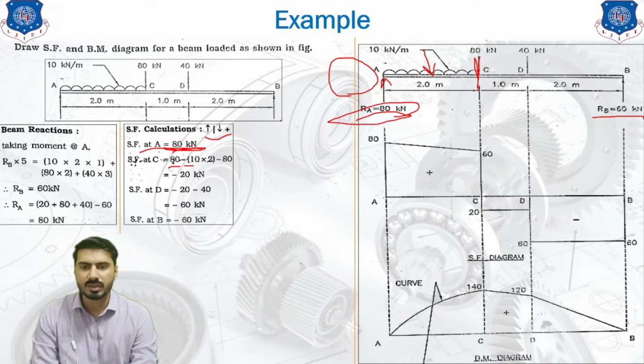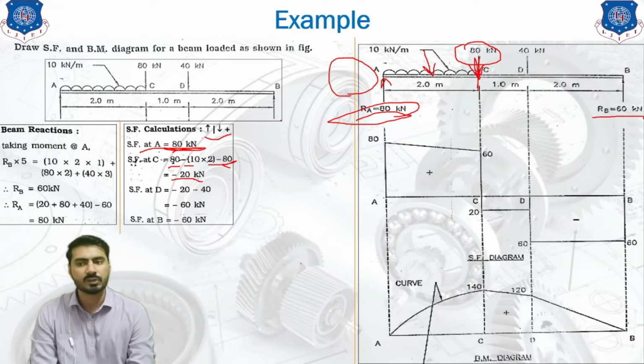Also, there is one point load acting at point C, that is 80, which is also in the downward direction. That is why we have taken 80 as negative. So by taking the algebraic sum, you will get the final answer as minus 20 kilonewton. So this is our final answer at point C.